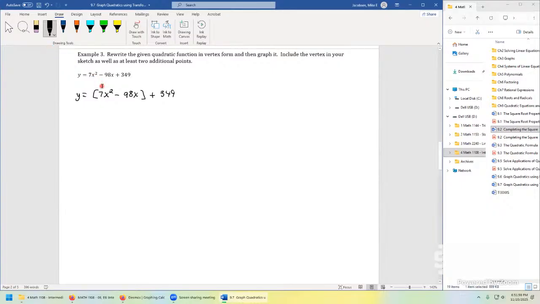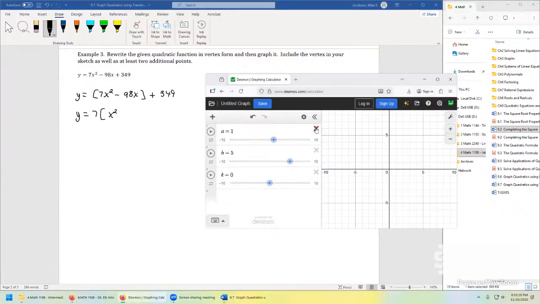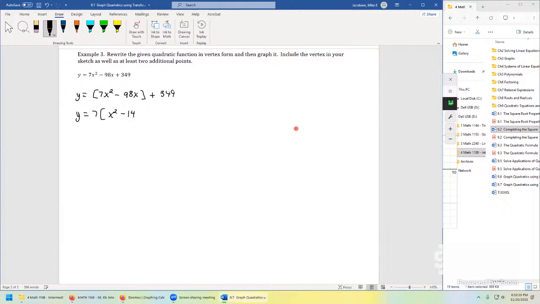Next, we need to eliminate that 7, so we factor it out. Y equals 7 x squared, and I'm not too sure. Well, I'm hoping that negative 98 is divided by 7. So 98 divided by 7. Hey, it goes in evenly. So this will be negative 14 when we factor it out. Close the bracket clear over here to give it a little bit of space, then plus 349.